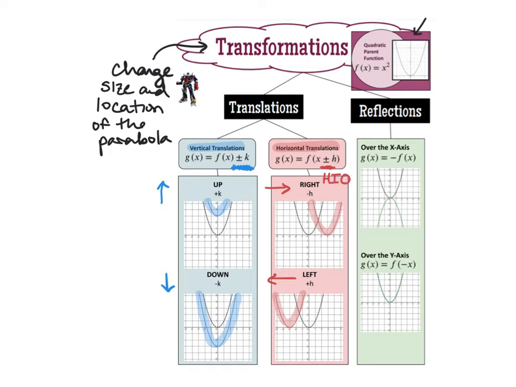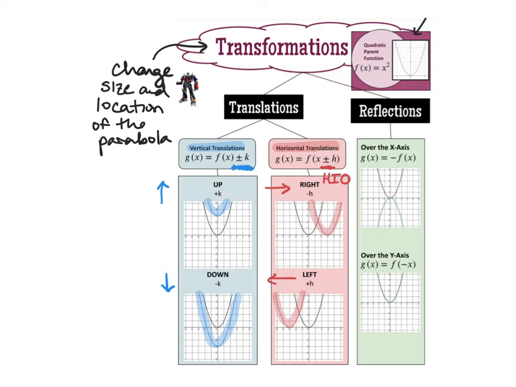So you're gonna hear me saying HIO a lot. Horizontal is inside and opposite. If you're a student who's inside my classroom, I do have a poster of this hanging up, and you've probably always wondered what HIO meant. Horizontal transformations go inside the set of parentheses and go the opposite direction than you think.